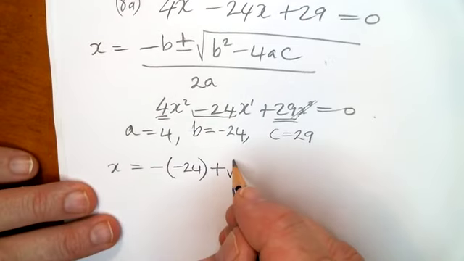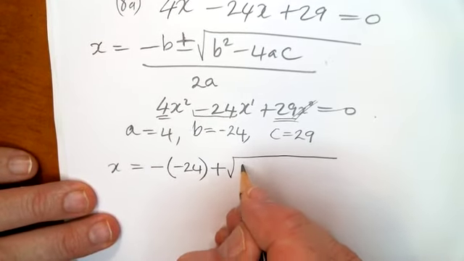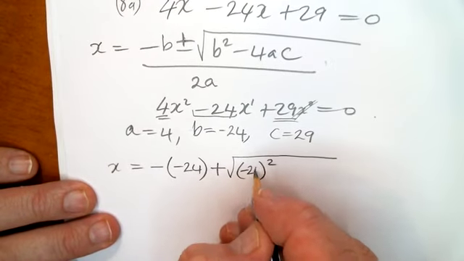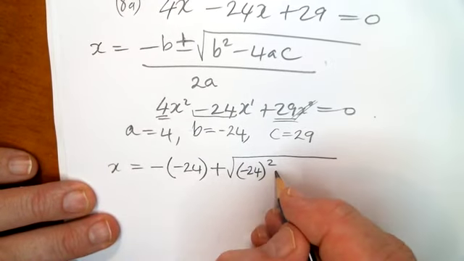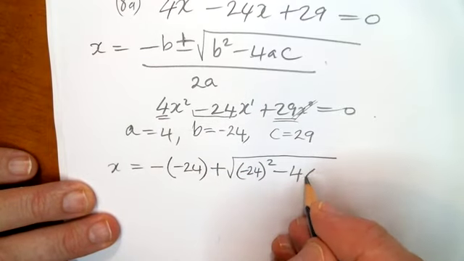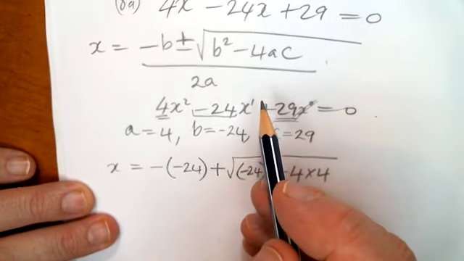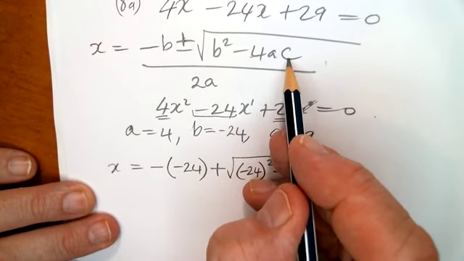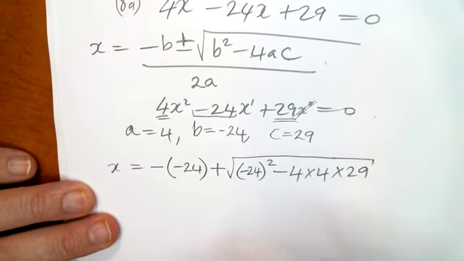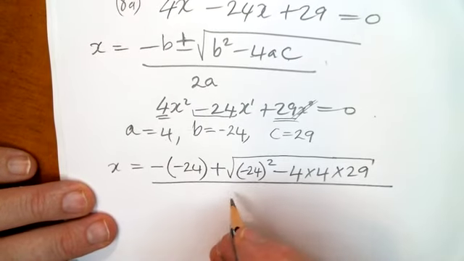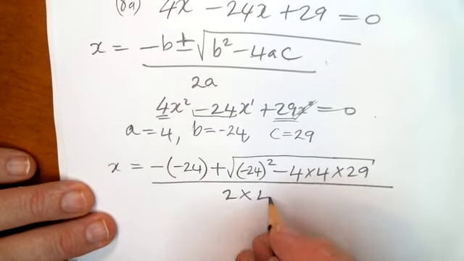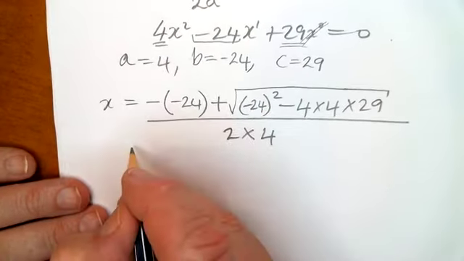So it's going to be plus the square root of b squared. So whatever b is, negative 24, goes in here. And it's going to be minus 4 times a, which is 4, times c, which is 29. Make sure the square root goes all the way out at the end. All divided by 2 times a, and a is 4. All right, that looks good. Let's see where we end up.